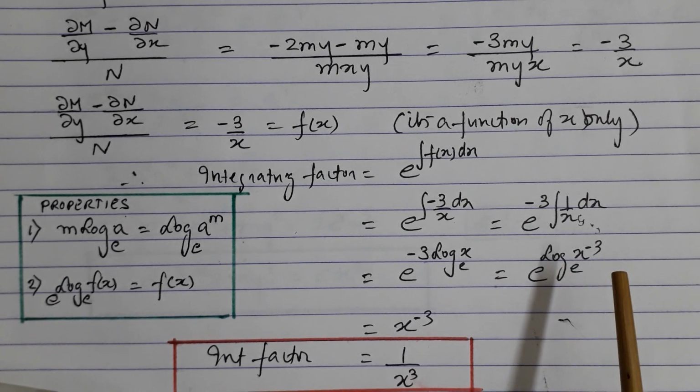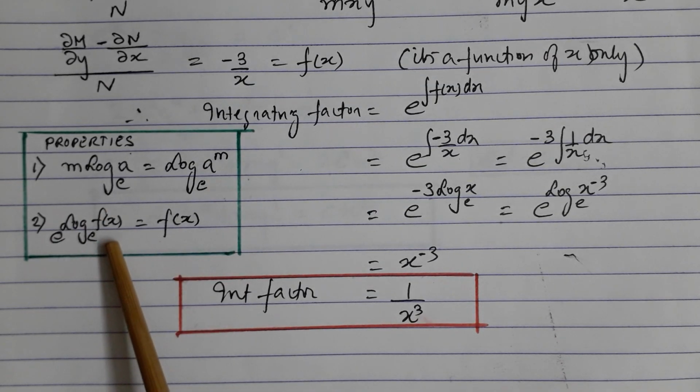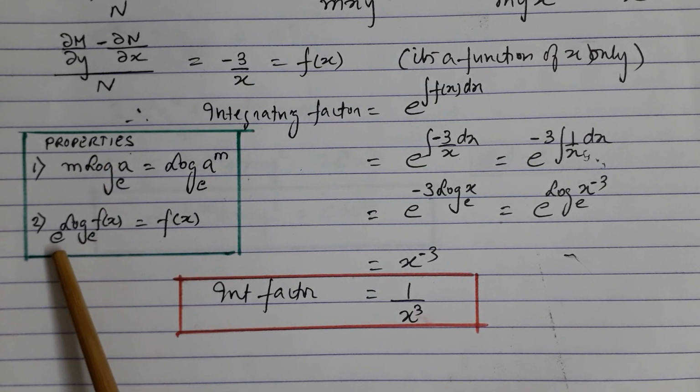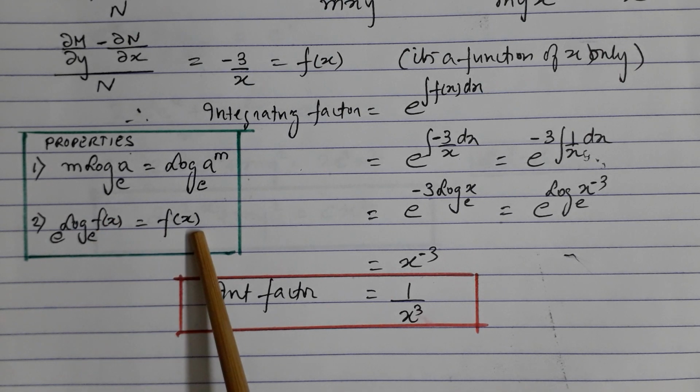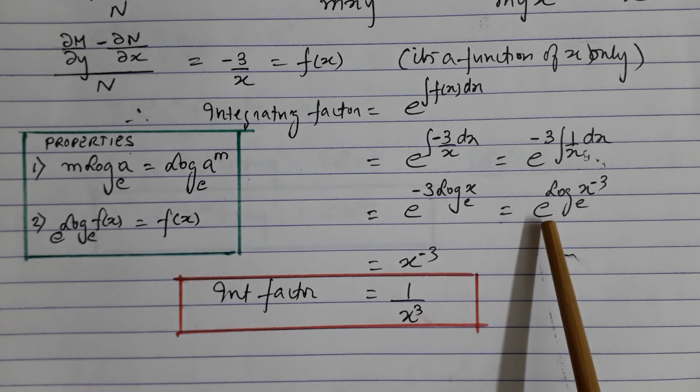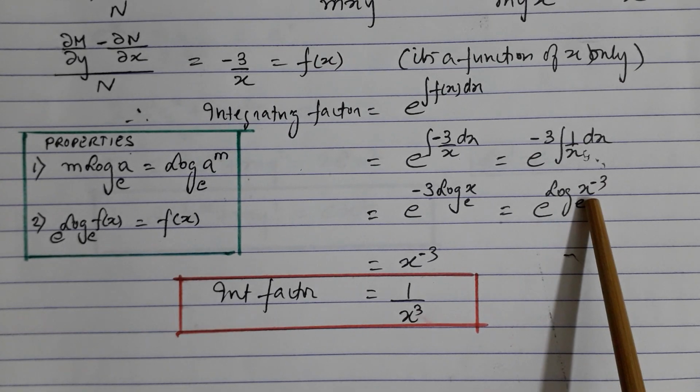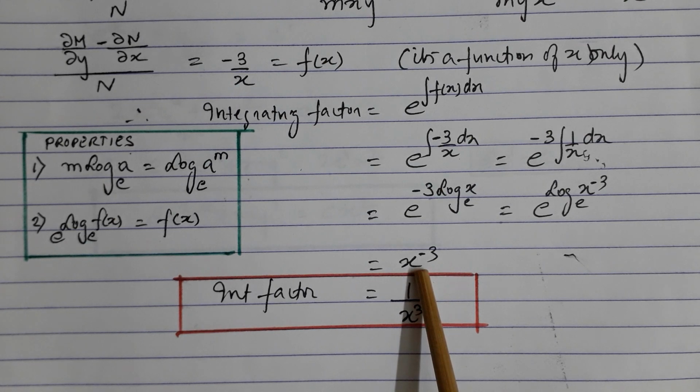Now using the second property of logarithm, which is e raised to log f of x to the base e is equal to f of x, we can now write e raised to log x raised to minus 3 to the base e is equal to x raised to minus 3. So the integrating factor is 1 upon x cube.